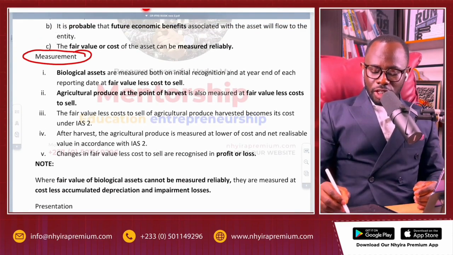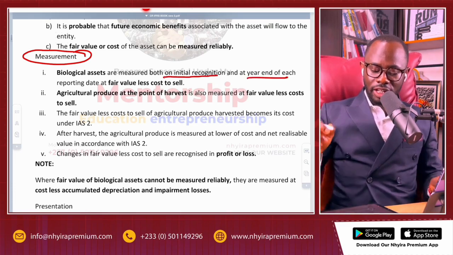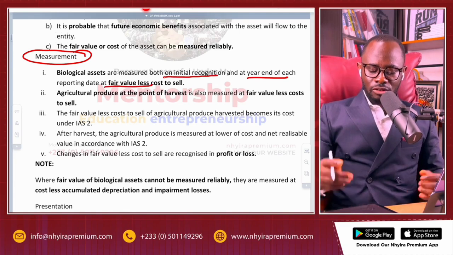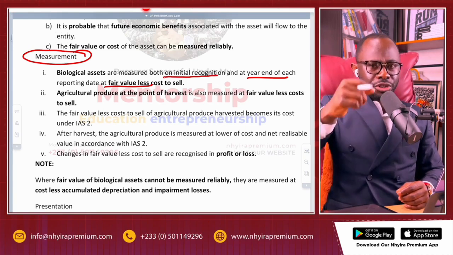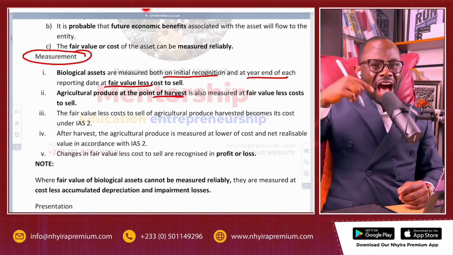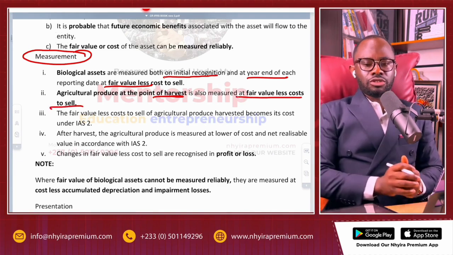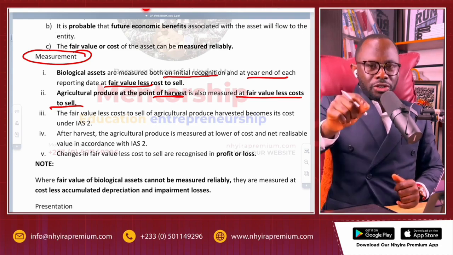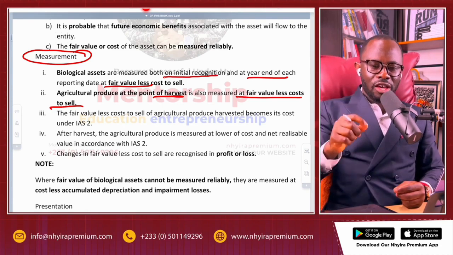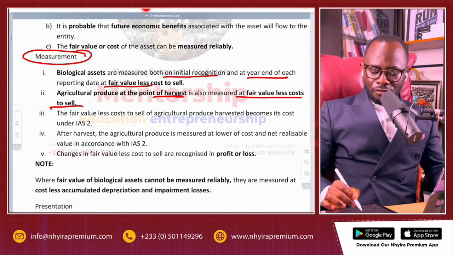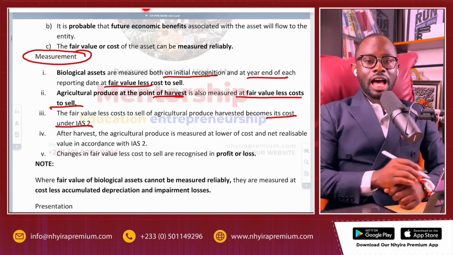Biological assets are measured both on initial recognition and at the year end or at the reporting date at fair value less cost to sell. Number two, agriculture produce at the point of harvest is also measured at fair value less cost to sell. The fair value less cost to sell of agriculture produce becomes its cost under IAS 2.